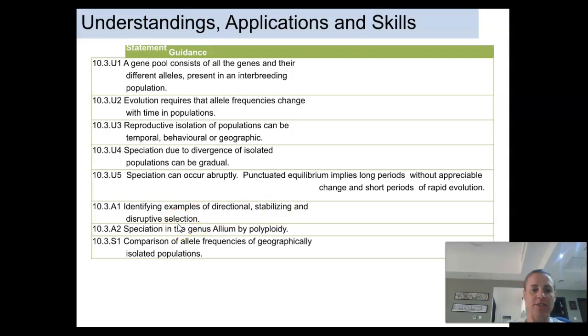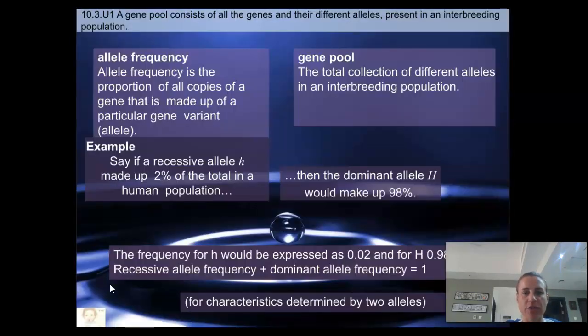We'll also look at 3 different examples of directional, stabilizing and disruptive selection, and then we get to talk about onions. Speciation in the genus Allium by polyploidy, so the onion family, which is onions and garlic and things like that. Polyploidy will be a word that comes up as well, and then we're going to look at some allele frequencies of geographically isolated populations. You need to know these definitions.